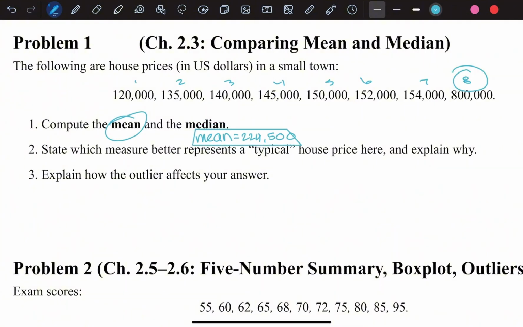For the median, we consider the middle values. Min, max, min, max, min, max. Cancel out these numbers. Since it's even, you're going to be left with 2 in the middle, which you will add and divide by 2 to get the median, which is 147,500.